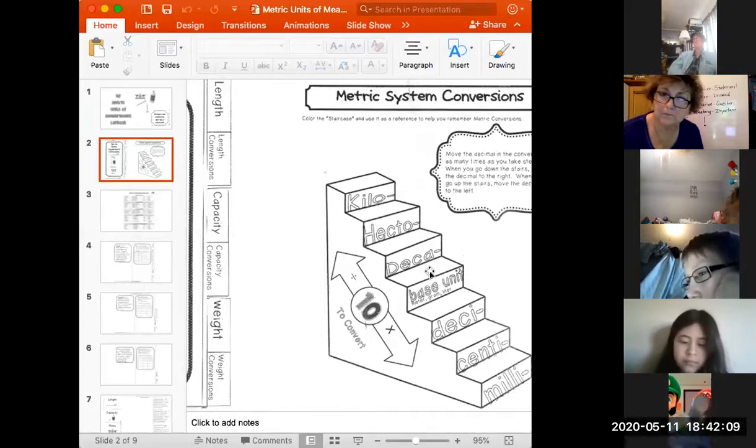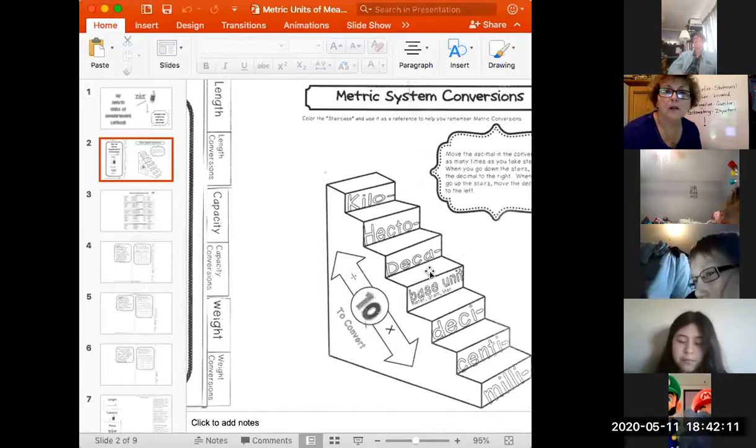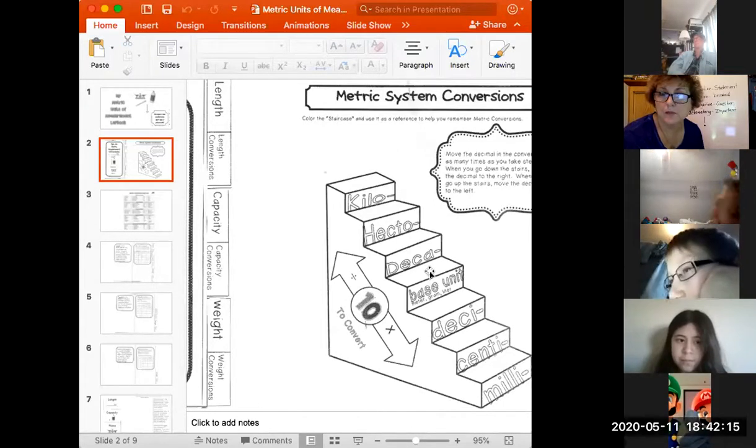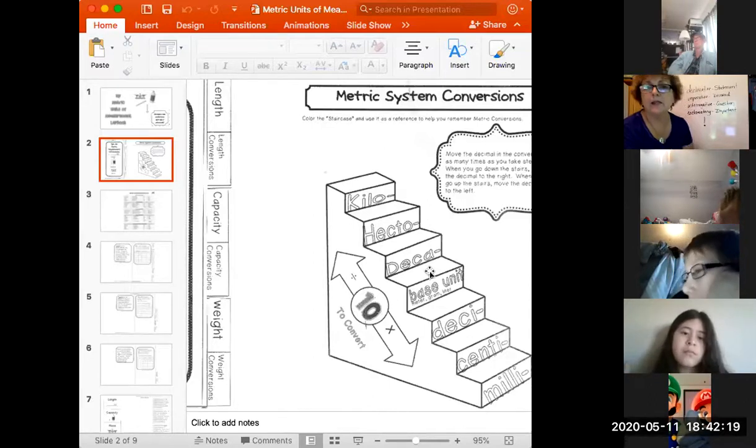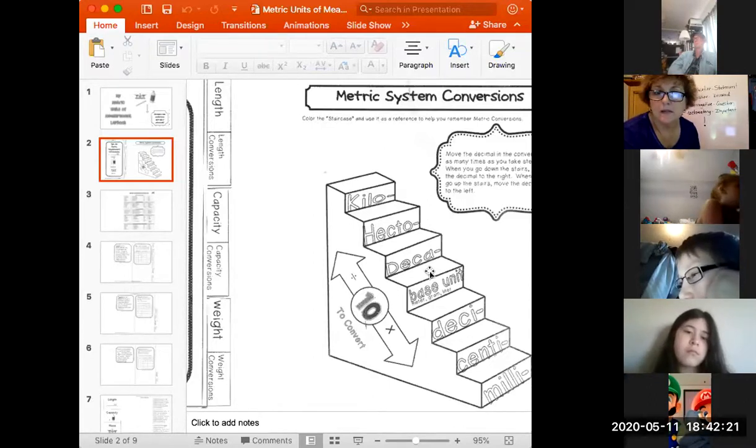Remember that? And then another one we had was liters, which was liquid. Remember, we talked about 2-liter drinks? So you had kiloliter, hectoliter, decaliter, deciliter, centiliter, and milliliter.